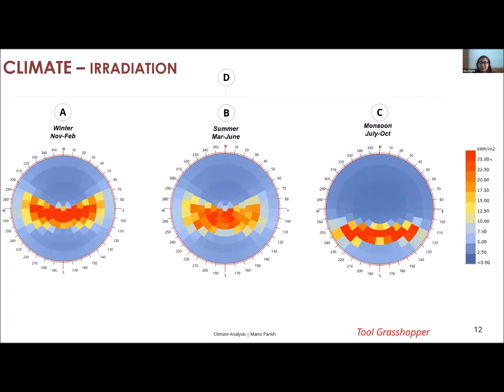So we have a question coming up. Yashima, can you launch the polls, please? The second question. Yes. All right. Our second question today is, as per the irradiation graphs shown, shading for windows will be required for which season? And the options are summer, winter, monsoon, or all of them.